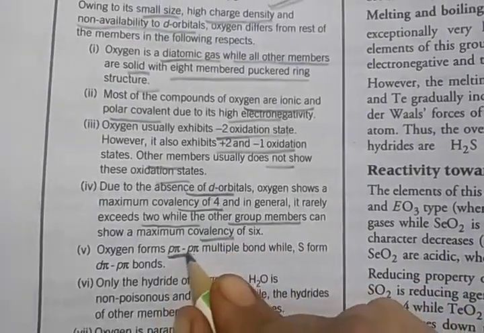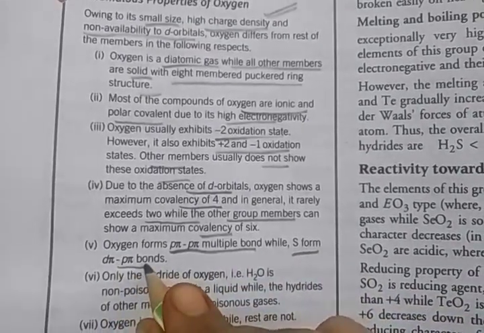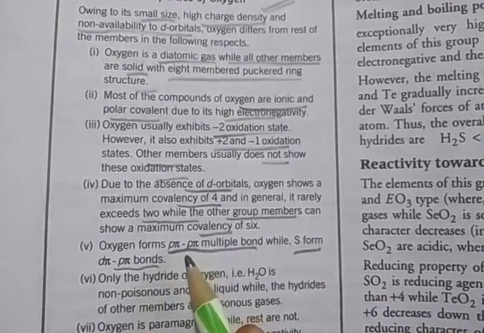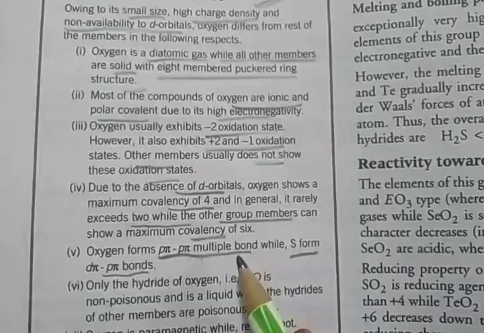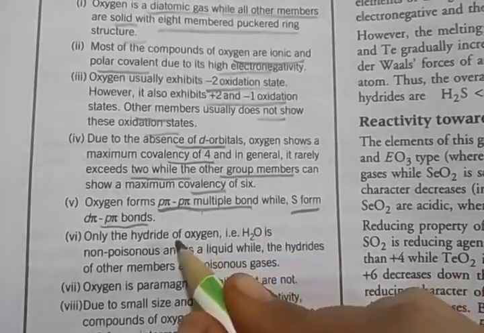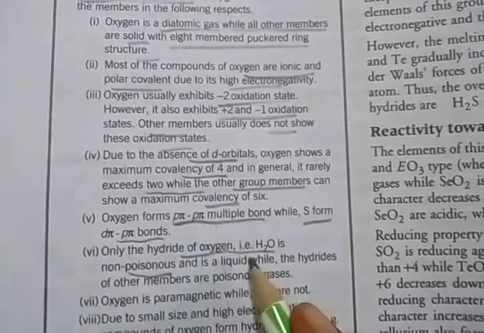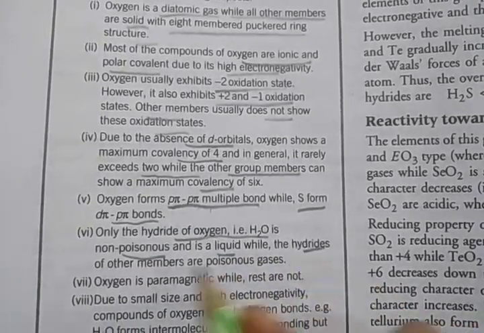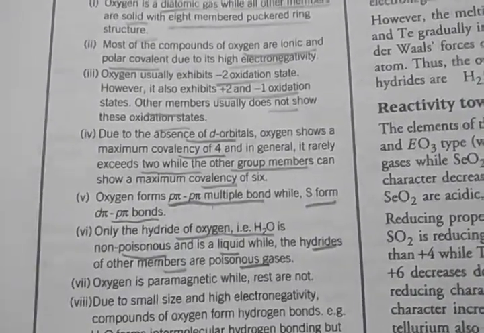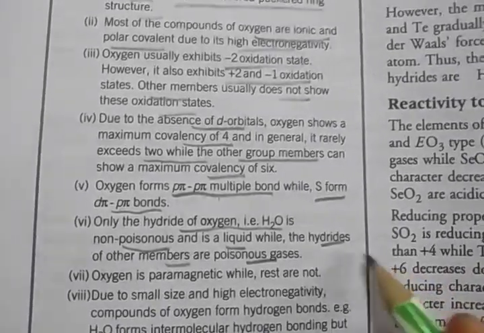Then oxygen forms p-pi multiple bonds, while sulfur forms d-pi bonds, because in oxygen d orbitals are absent, so only p-pi multiple bonds are formed, but in sulfur d orbitals are present, so d-pi bonds. Then the only hydride of oxygen, H2O, is non-poisonous and it is a liquid, while the hydrides of the other members are poisonous gases.